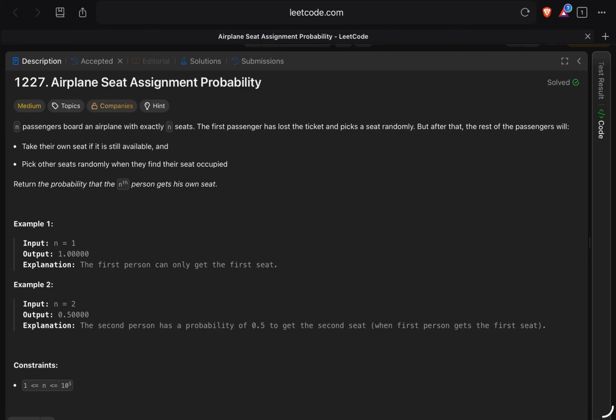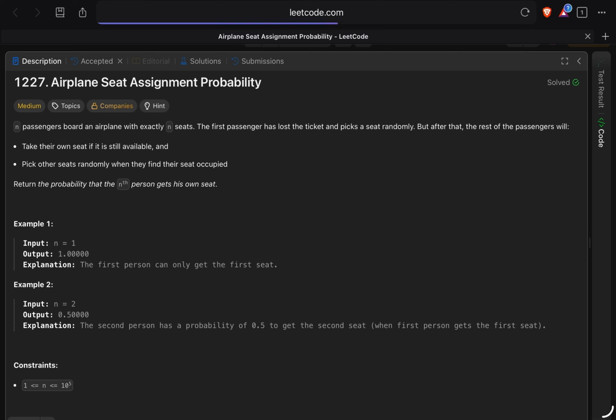LeetCode 1227. This is a very interesting problem that we are going to discuss today. Airplane seat assignment probability. Now, this is not exactly a coding problem, it's more of a mathematical probability related question. So, let's try to understand the problem statement.